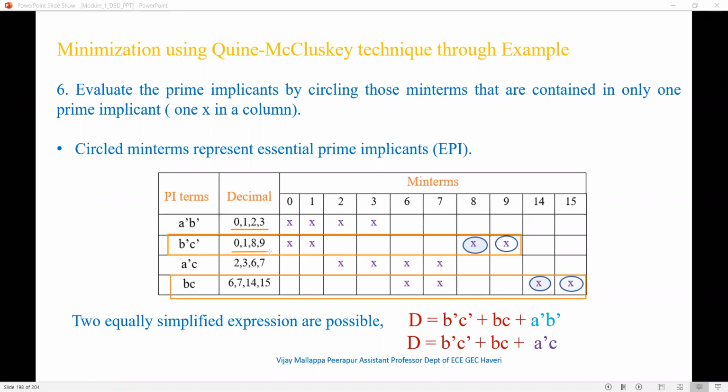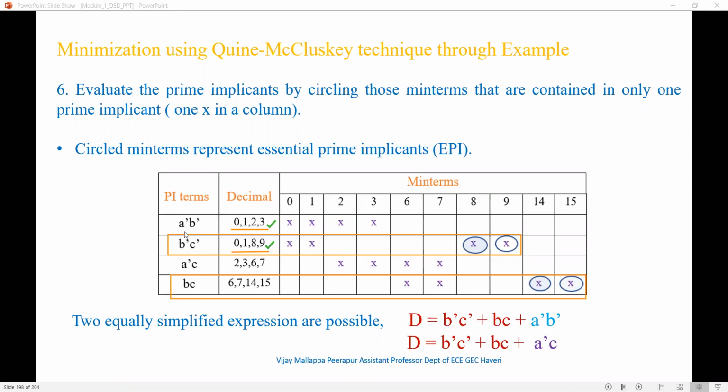Just by looking at this, the solution is a non-unique solution, in the sense we have two equally simplified expressions here, right? The 0, 1 mean terms could be grouped with 2 and 3, and also the mean terms 0, 1 could be grouped with 8 and 9, so that we have two simplified Boolean expressions. But these two, B bar C bar and BC, are essential prime implicants that need to be included. You can include any of the other prime implicants here.